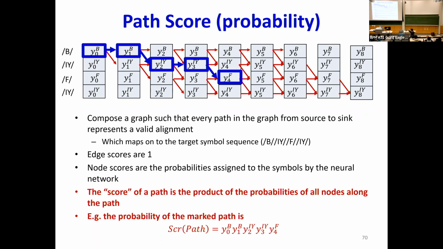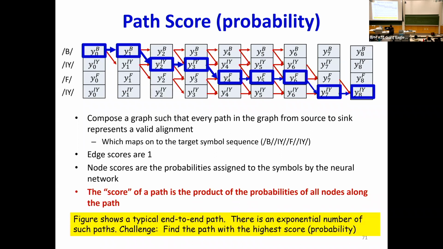So this is all we really need to know. I'm using this strange notation. Y subscript I superscript B means that this is at time 1 and the symbol B, right? This was the probability assigned to the symbol B at time 1 by the network. More generally, if I want to find the most probable path.